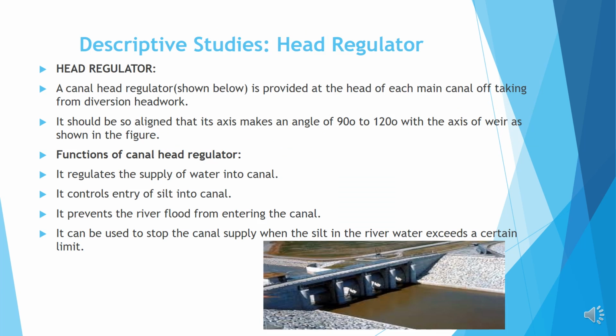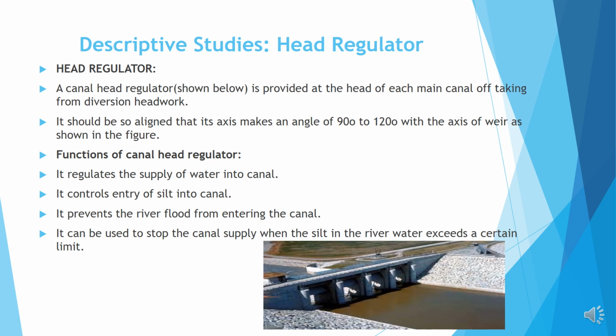Head regulator. A canal head regulator is provided at the head of each main canal taking off from a diversion headwork. It should be so aligned that its axis makes an angle of 90 degrees to 120 degrees with the axis of the weir, as shown in this figure.